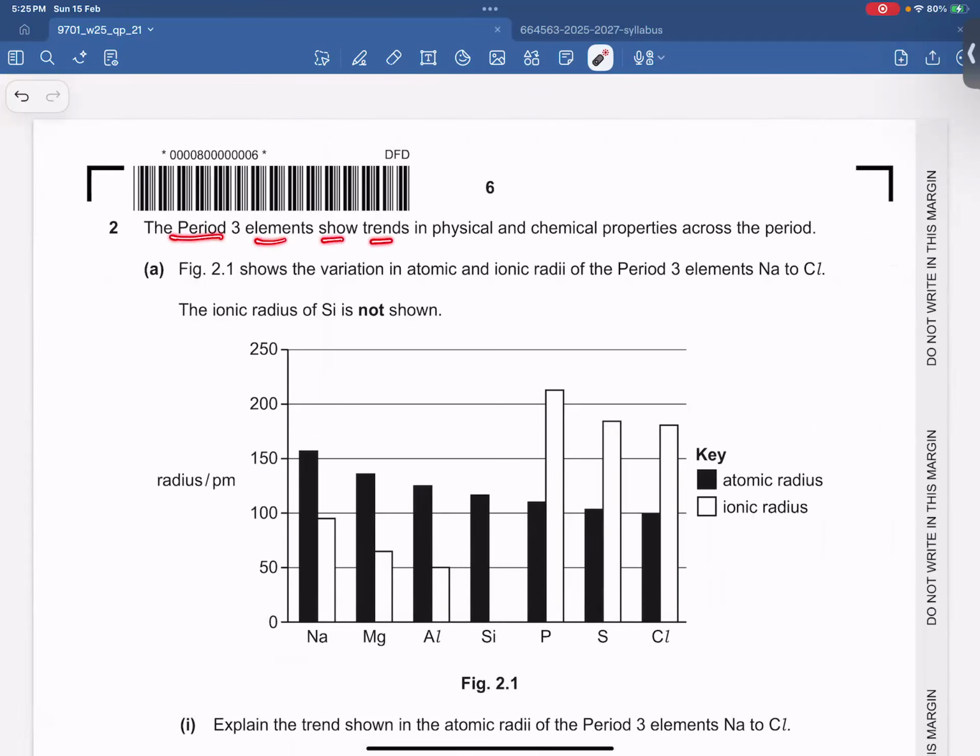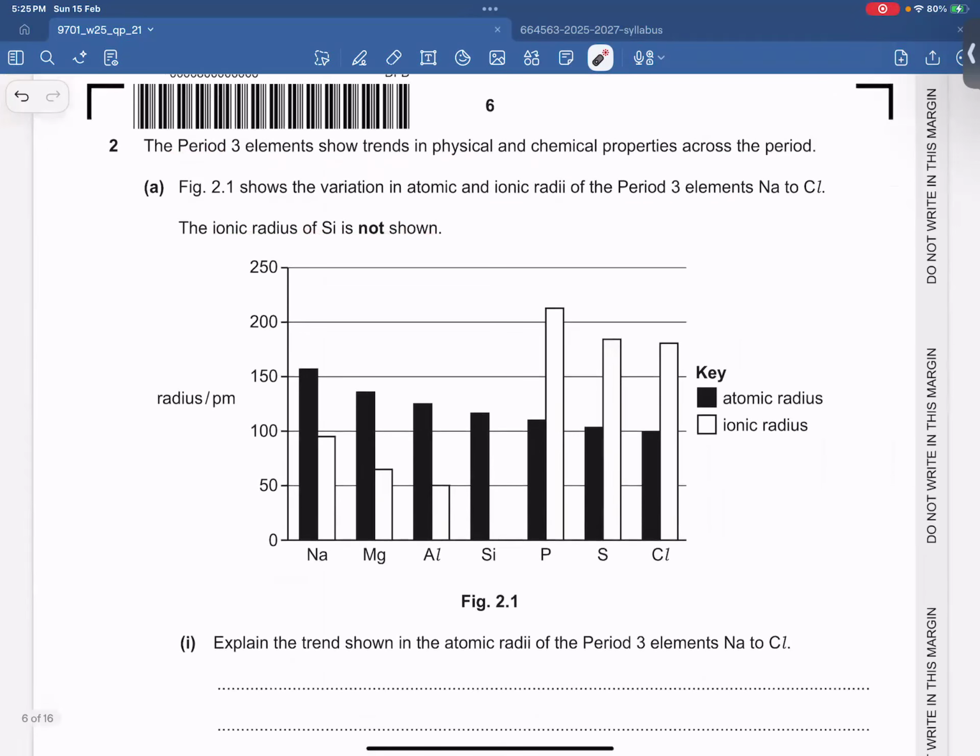Period 3 elements show trends in physical and chemical properties across the period. Figure 2.1 shows the variation in atomic and ionic radii of the period 3 elements sodium to chlorine. Ionic radius of silicon is not shown. Atomic radius is represented by the black shaded box, and ionic radius is represented by the unshaded box. So technically, ionic radius from chloride to phosphorus increases, and atomic radius from sodium to chlorine decreases. Okay, and that's what we have done in the class also.